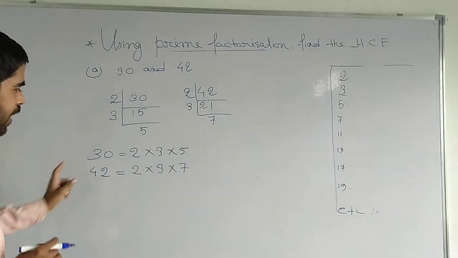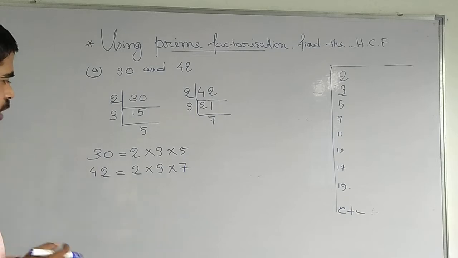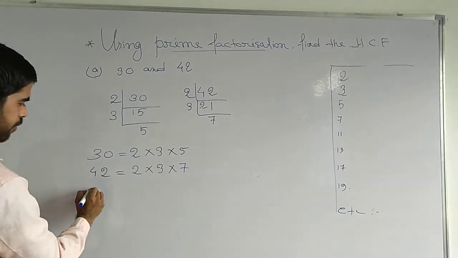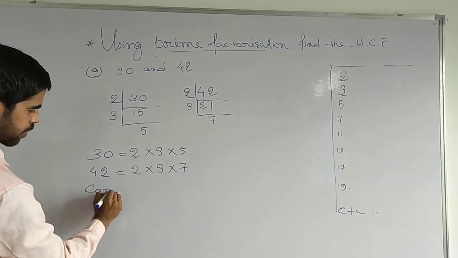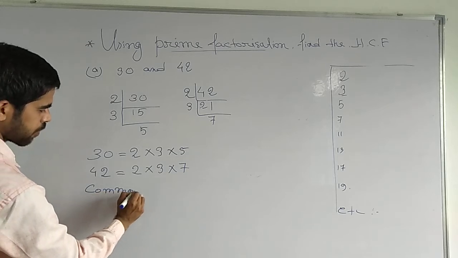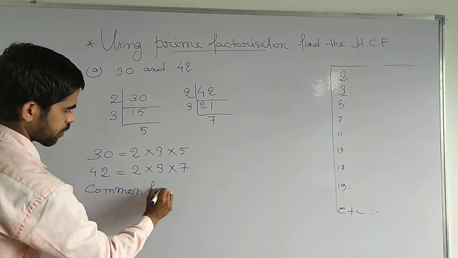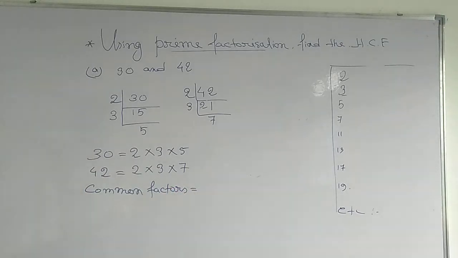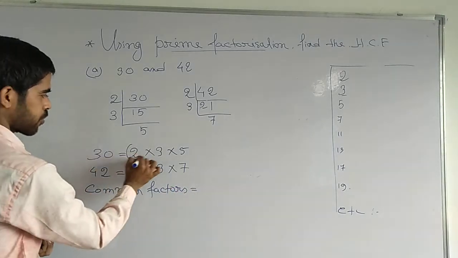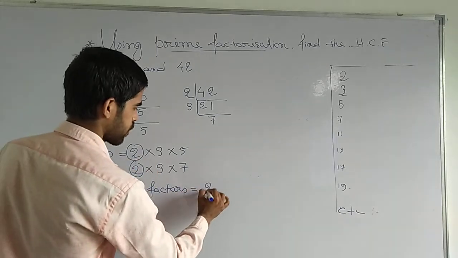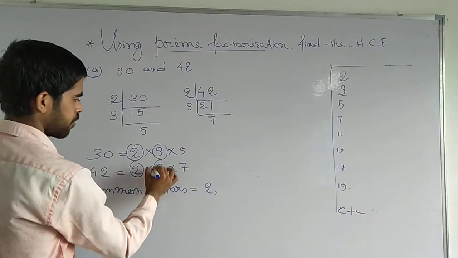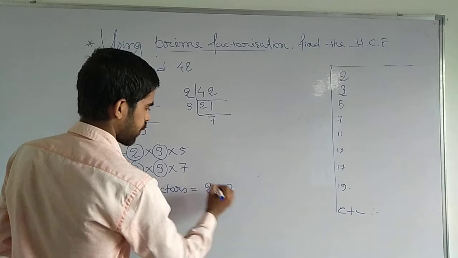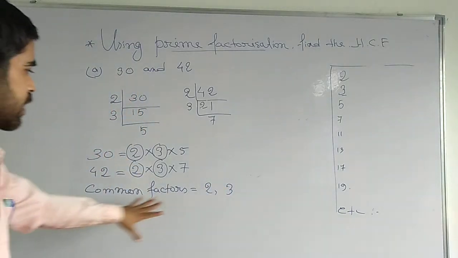Now in this case, which are the common factors? Here also you have to find the common factors. Here this 2 and this 2 are common, and 3 and 3 are common. So these are the common factors.